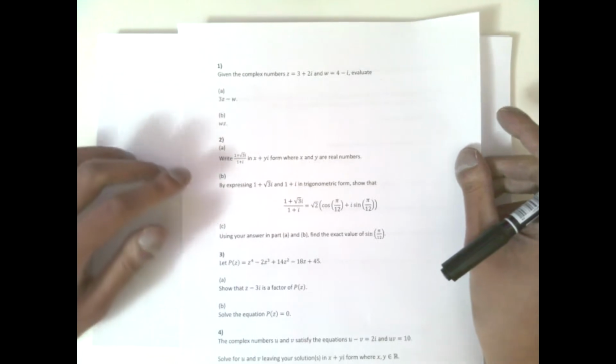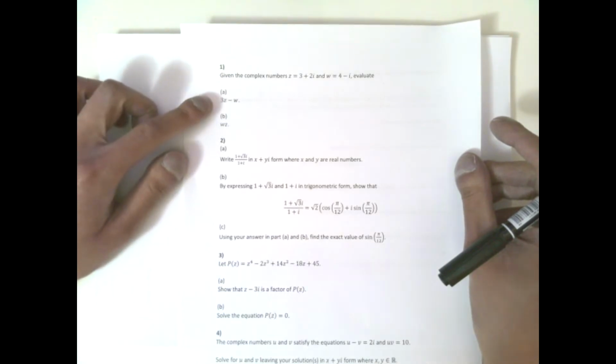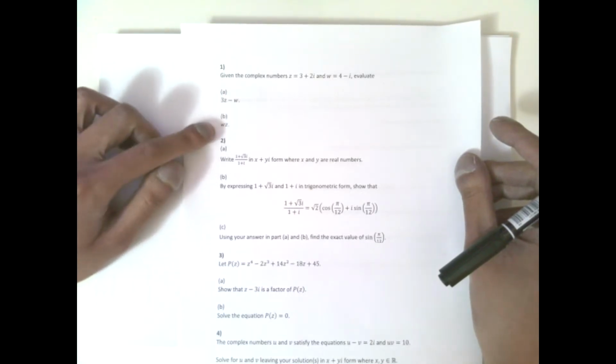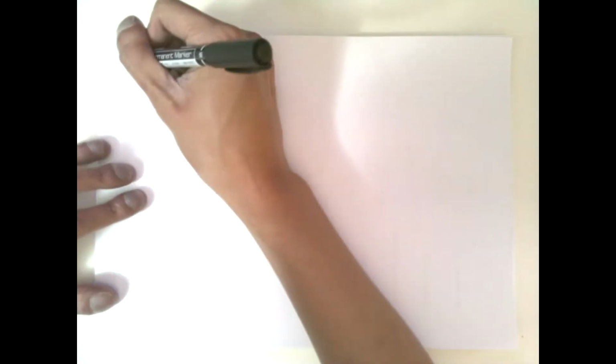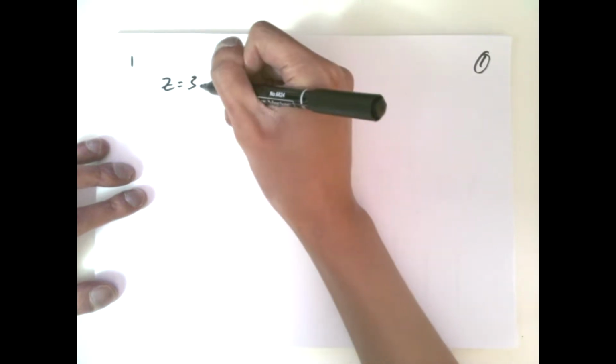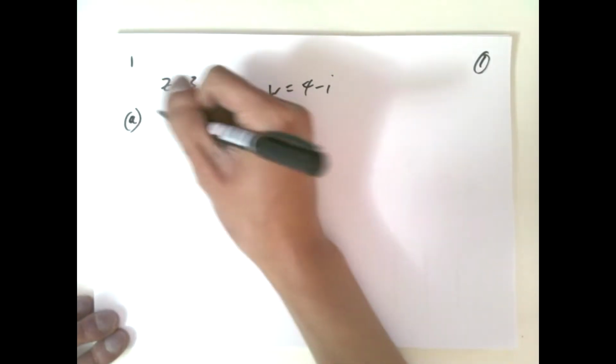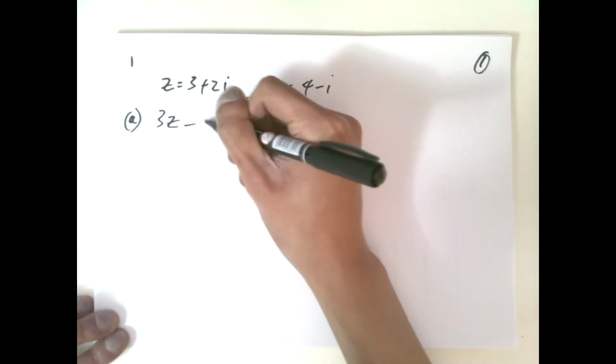Question 1. Given the complex numbers z equal to 3 plus 2i and w equal to 4 minus i, evaluate 3z minus w and the product w times z. So for part A, we got 3z minus w.